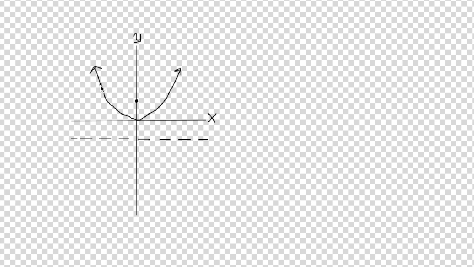So that's going to be our directrix right there. And then we're going to make another coordinate point right here. To do this derivation, you're going to need to draw a line from this point. We're going to call this point P, and we're going to give it the coordinates x and y.